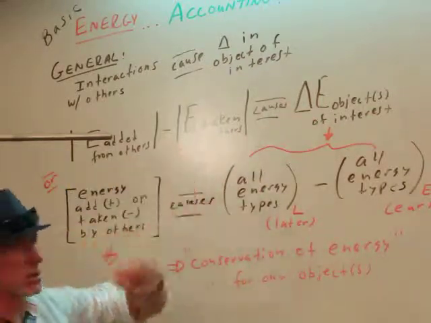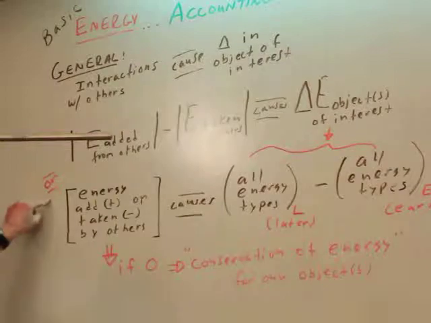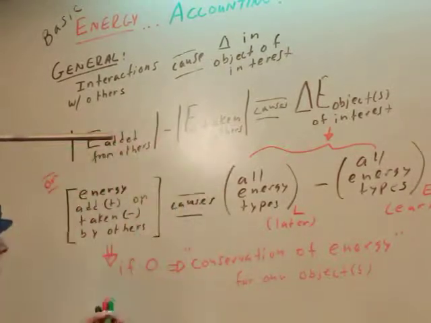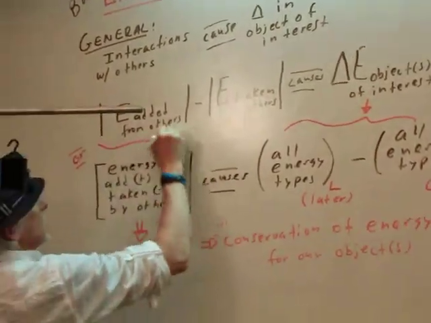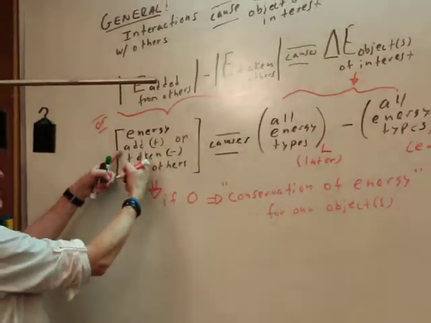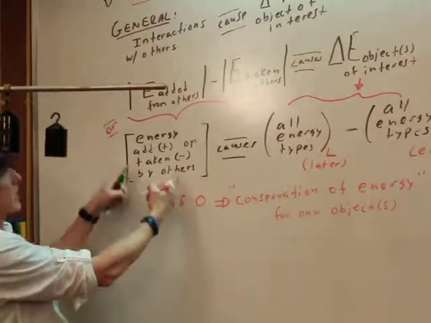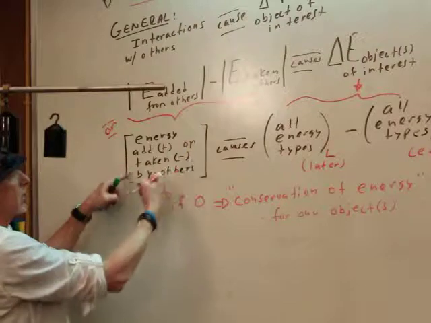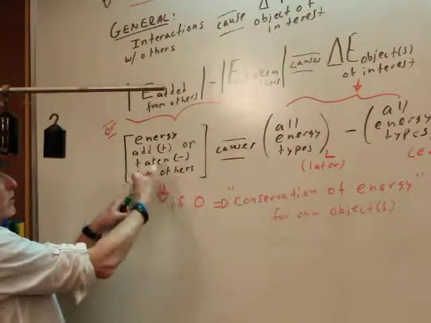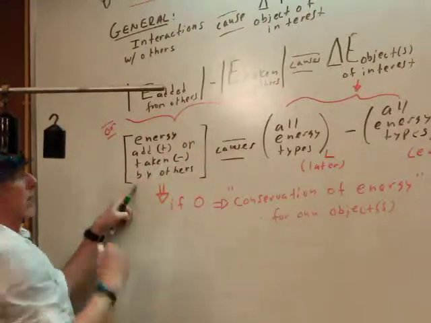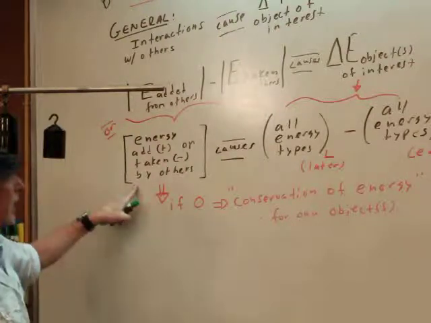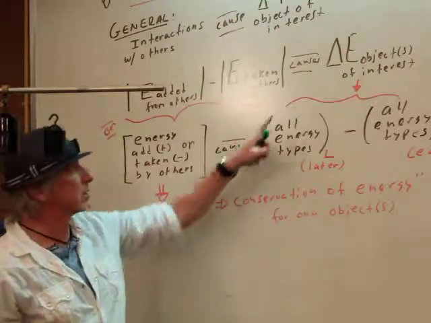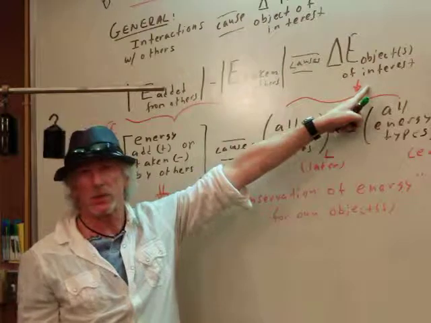But these are interactions. Or you could write these two here as energy from others. So energy added or taken by others, right? Added would be positive and taken would be negative, however you account for that. And what does that do? That causes a change in energy of the objects of interest.